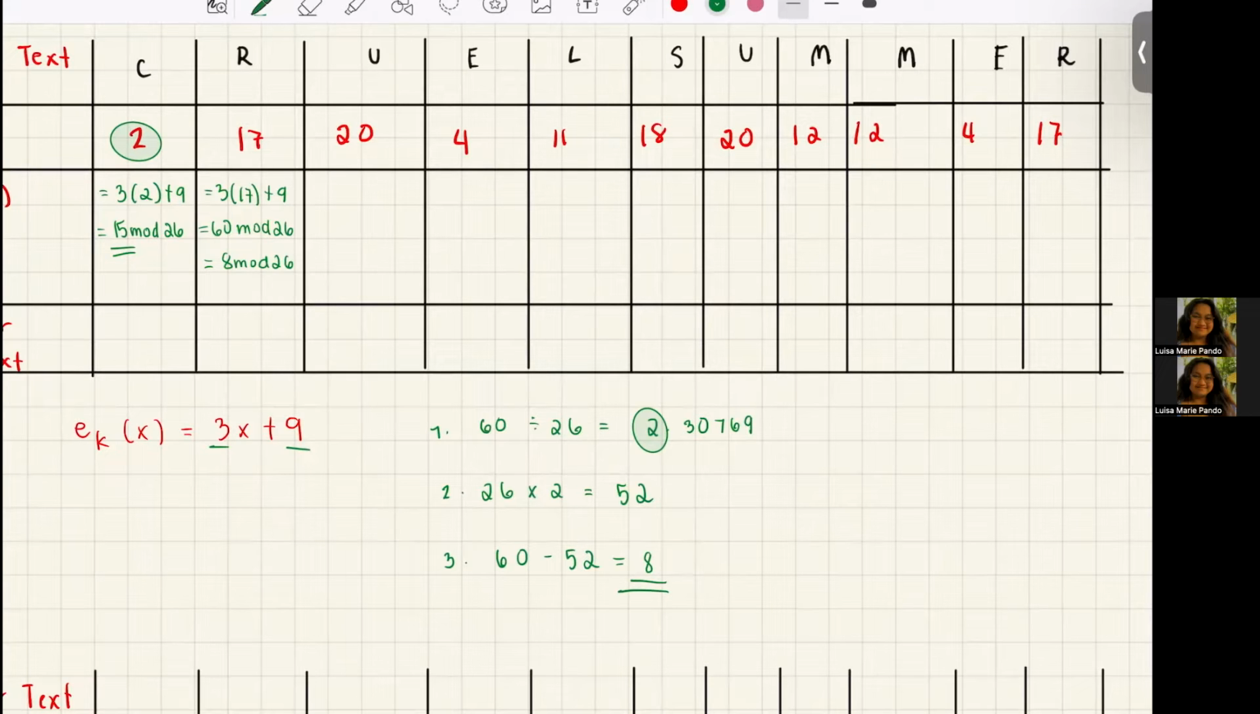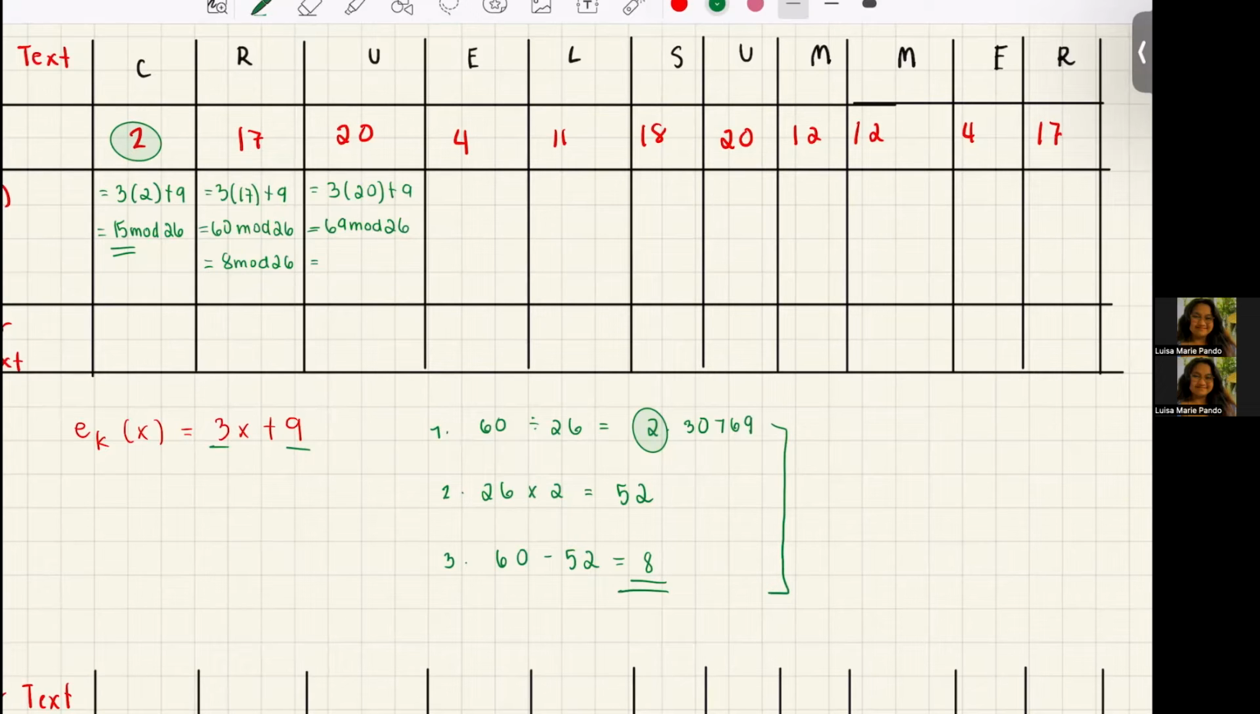Okay, so next naman, 3 times 20 plus 9. So, 3 times 20 plus 9 is equals to 69. Yet another number bigger than our original alphabet or modulo 26, diba? So, ito lang yung gagawin natin if we ever encounter a big number like that. So, let us do it again.